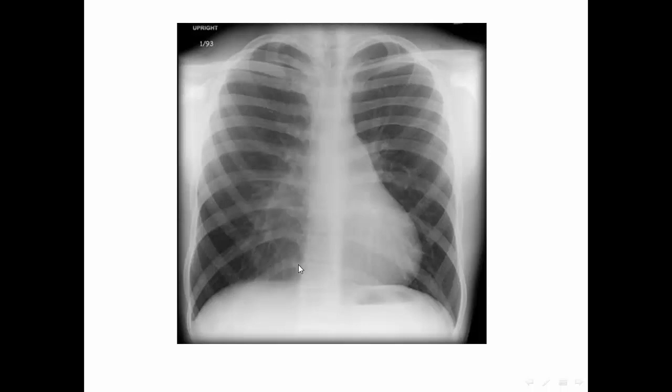As you can see, the orientation of the posterior ribs are more horizontal and the anterior ribs are more vertical with blurring of the right cardiac border. These findings are in keeping with pectus excavatum.